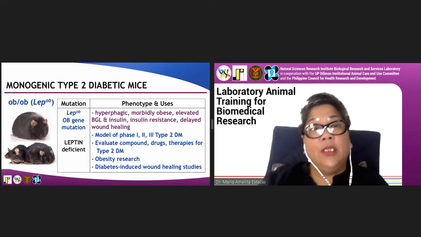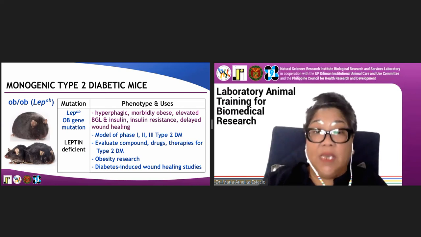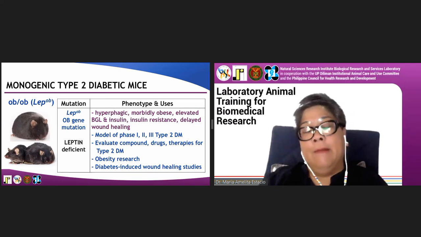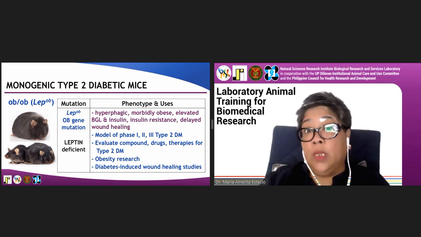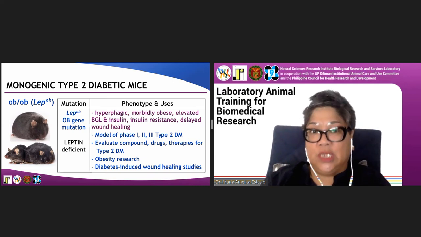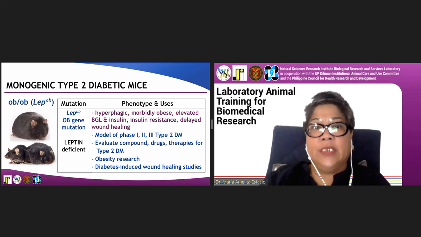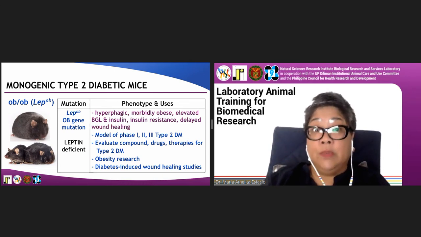Now let's talk about the monogenic type 2 diabetic mice. One of the models has a mutation in the OB gene, or leptin gene. If you're familiar, leptin is a hormone that is produced by the fat tissues, both the white and the brown adipose tissues. But a greater amount of leptin is produced by the white adipose tissues.